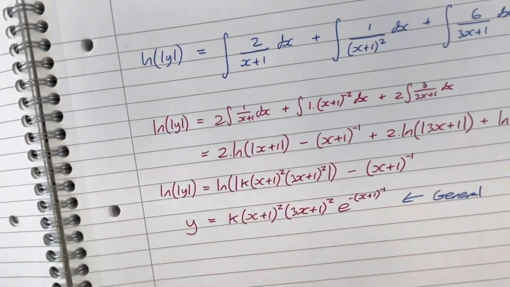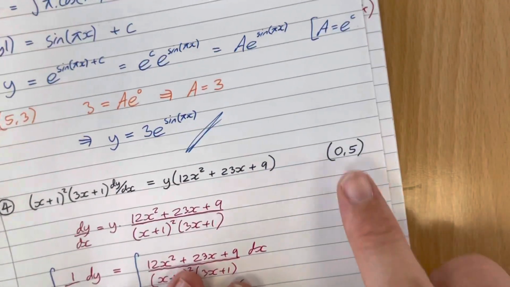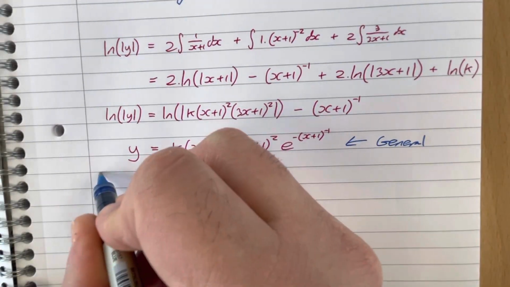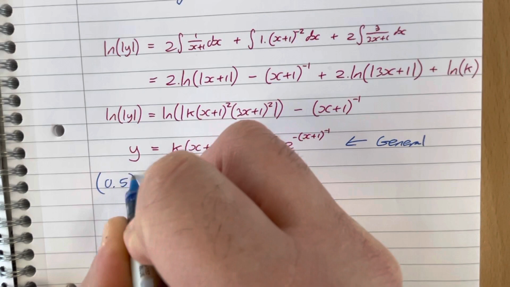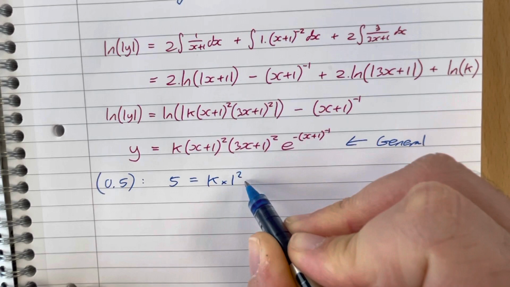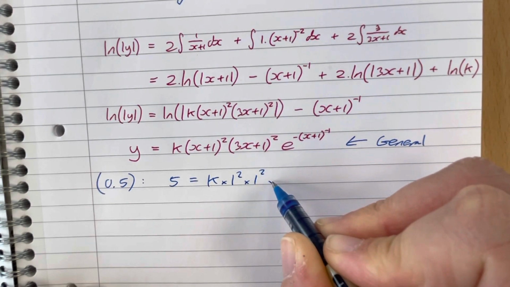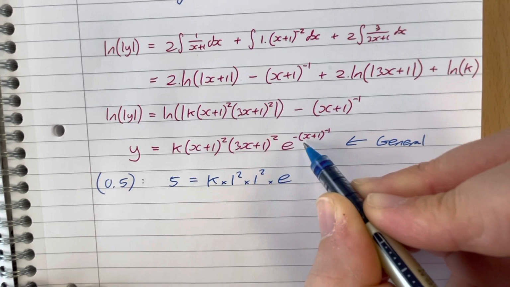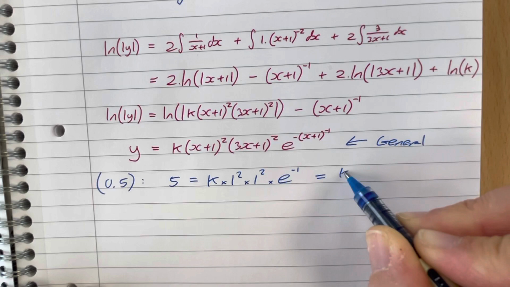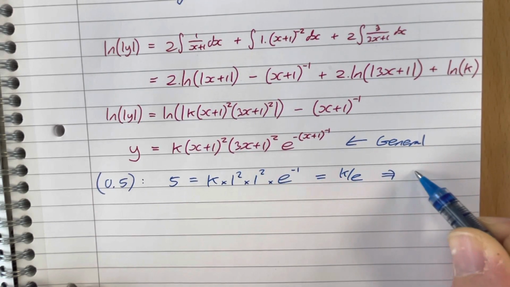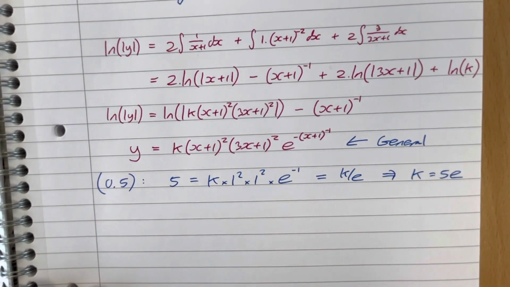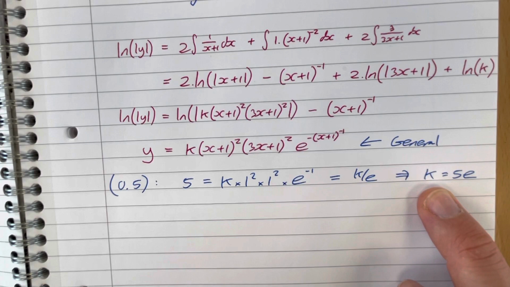Now to find the particular solution, we're going to use the fact that it goes through the point 0, 5. That is when x is 0, y is 5. So if I use that, x is 0, y is 5, I can say that 5 is going to equal k times 1 squared times 1 squared times e to the minus 1, which is k over e. And that tells me that k, my arbitrary constant, must be equal to 5e. Now, that's the value of the arbitrary constant for my particular solution.